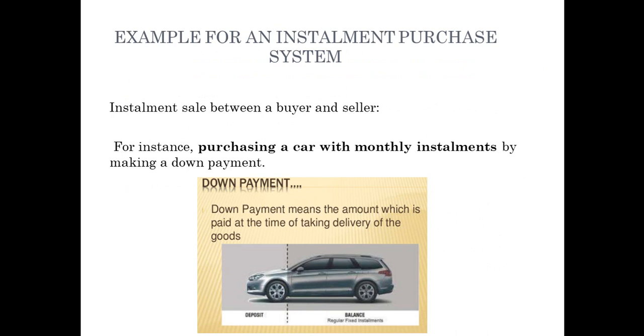A simple example: what is shown in the picture is a car. The installment sale is happening between a buyer and seller. Usually for big cars, 20 lakhs or 30 lakhs, people will not pay the entire amount at one shot and buy. So they will go for the installment purchase system, for instance purchasing a car with monthly installments by making a down payment. What do you mean by down payment? Down payment is the initial payment made to the seller at the time of taking delivery of the goods.